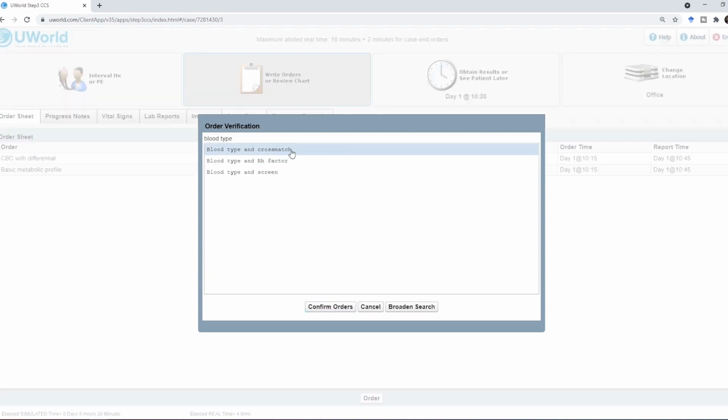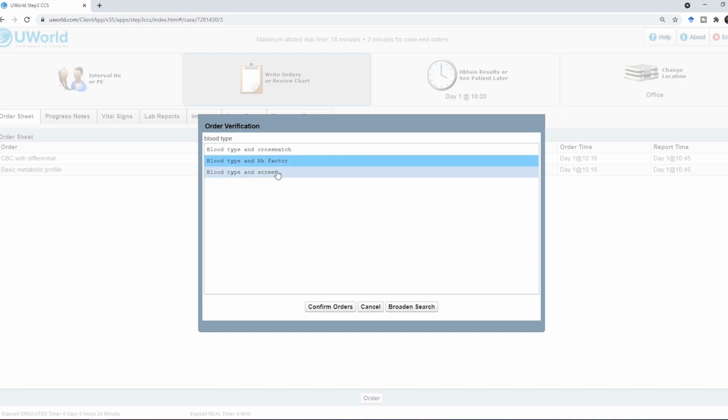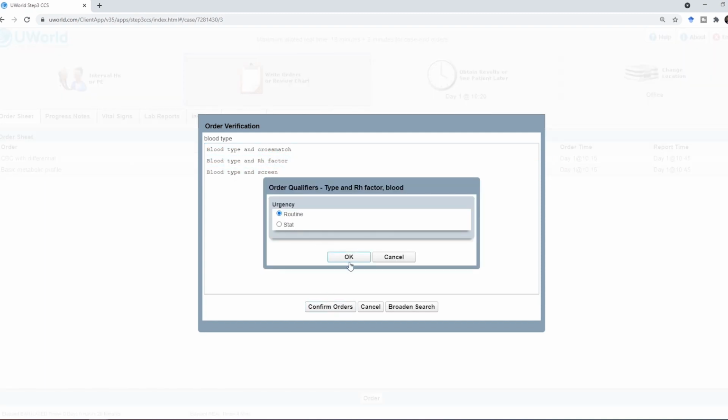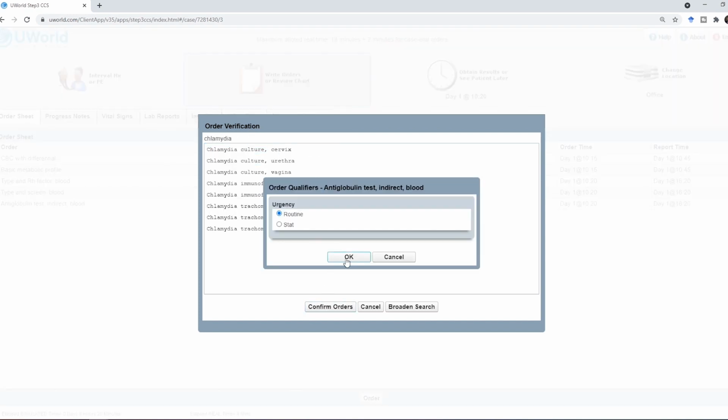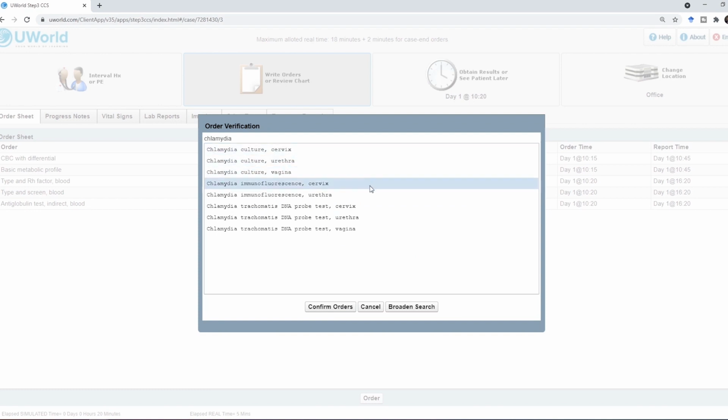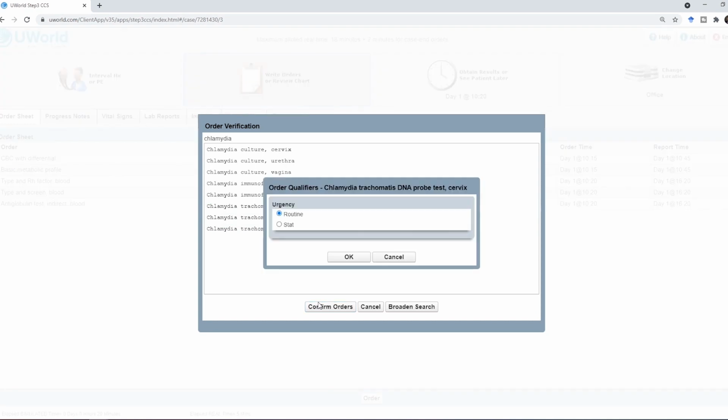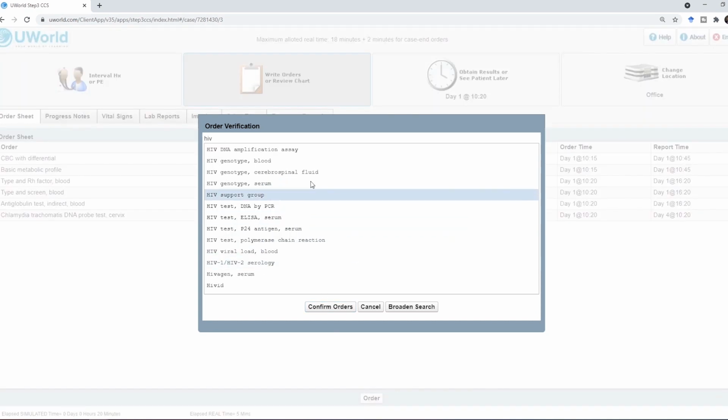Here you can order blood type and cross match, blood type and RH factor, or blood type and screen. We'll order these two. Confirm orders. You can order these as routine because we will send the patient home till we get the results of these tests. So routine. Atypical antibodies come in direct, so also routine. For the chlamydia, you get multiple options. You can pick the chlamydia DNA cervix.